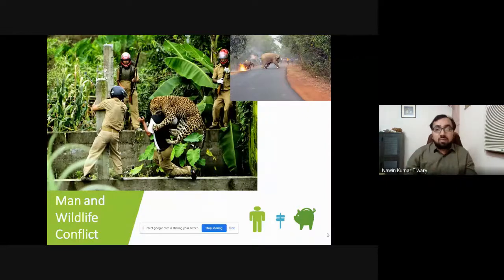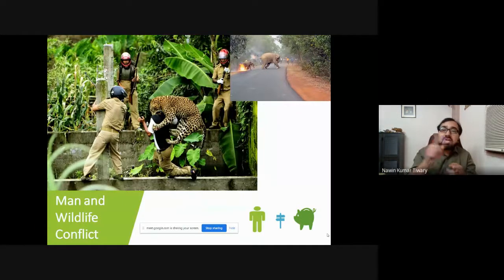So man and wildlife conflict. Now that's another major contention in conservation of biodiversity. So what to do? In this very disturbing and provoking image, you can see a leopard actually grabbing the head of a forest official. And unfortunately, the forest official in this image died. This is an image from West Bengal. He succumbed to his injuries. He was alive after the confrontation with the leopard.